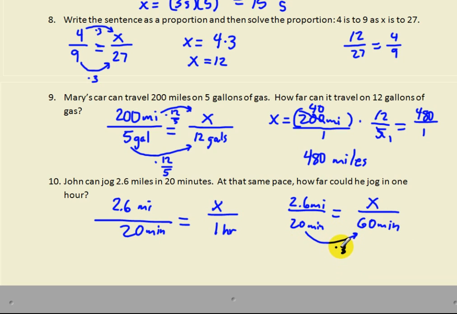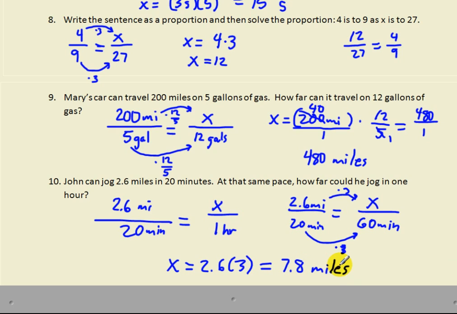Which means we have to also multiply by 3 here. So x is equal to 2.6 times 3, and that's in miles. And we're going to get 7.8 miles out of that.